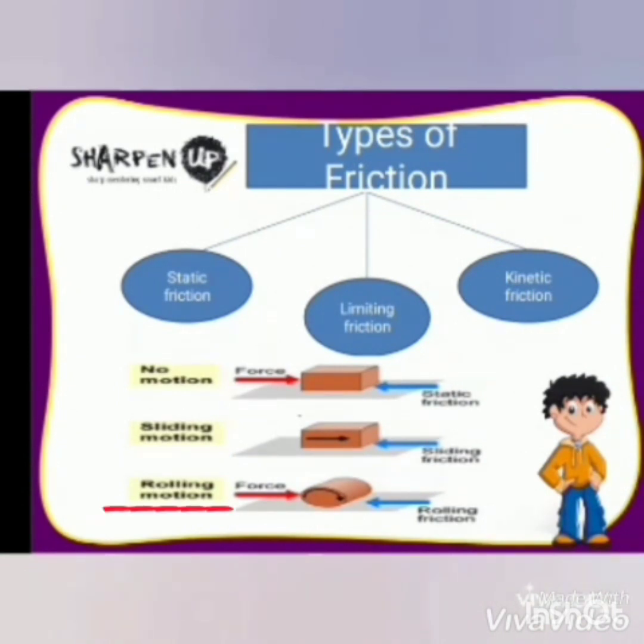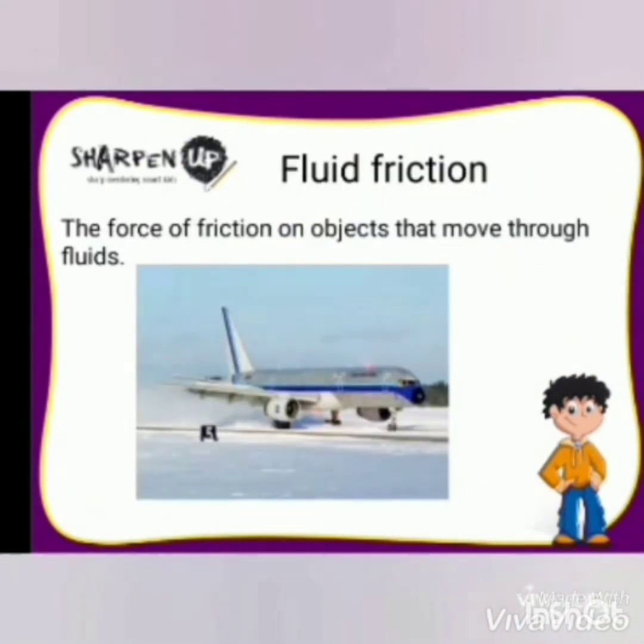Next one is rolling friction. The opposing force that comes into play when one body is actually rolling over the surface of another body. Example, roller skates have wheels that help in moving very fast. Now always remember two points. Static friction is more than that of the rolling friction and sliding friction.